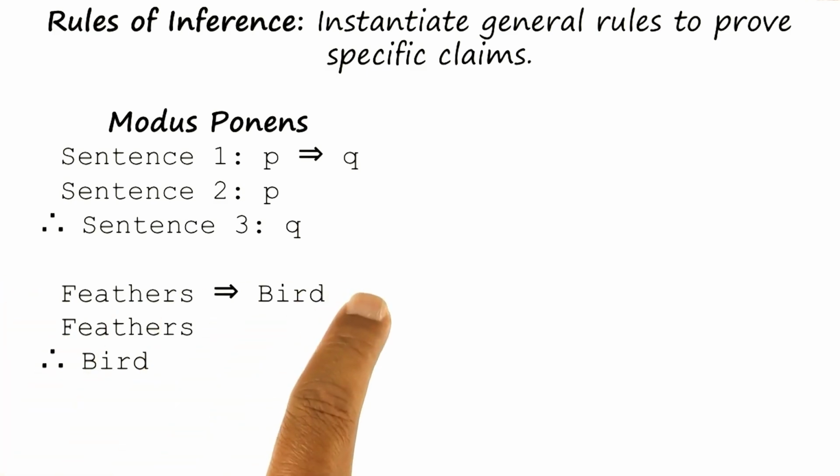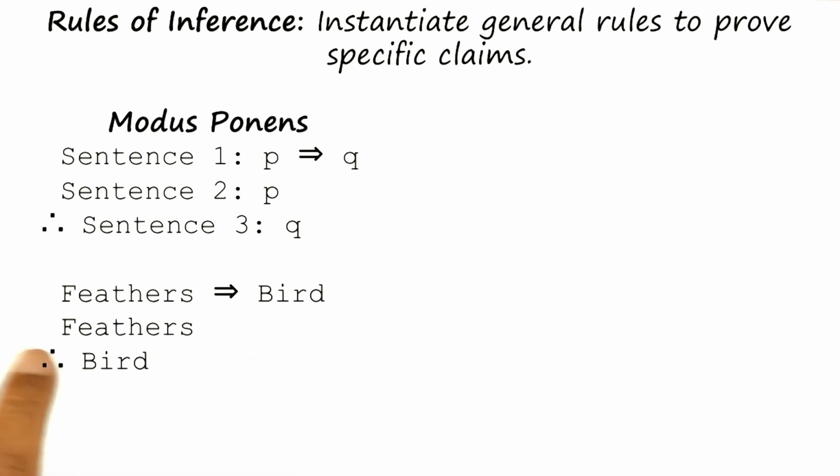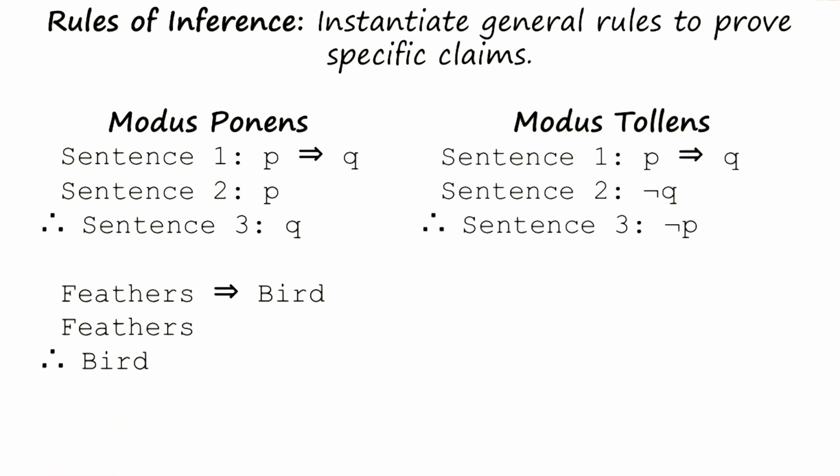So the first sentence came from something that I had bootstrapped into the knowledge of the robot. The second sentence came from the percepts of the robot, and the third sentence came from its logical inferencing. And this is how the robot can in fact go about making sound, complete inferences that are guaranteed to be correct. Here is a second rule of inference.